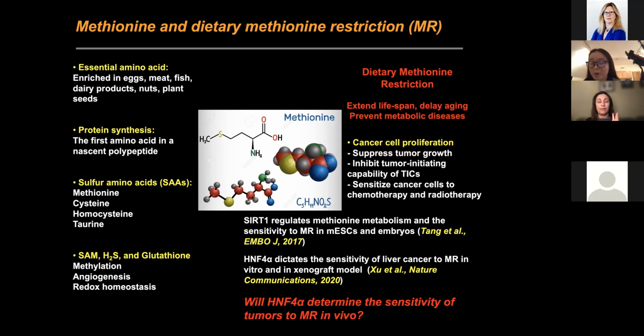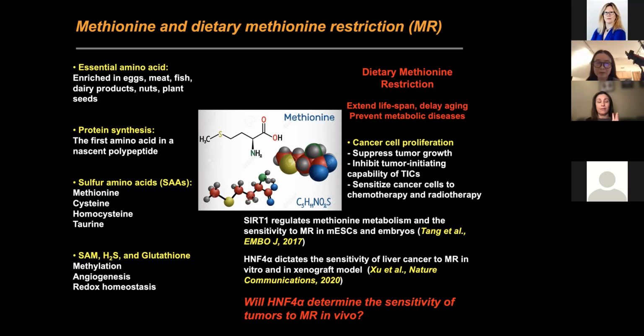Of course, the result turned out to be negative, which is not surprising. We found that in liver cancer cells, it is not 31, but another important transcription factor, HNF4 alpha, that dictates their sensitivity to methionine restriction, both in vitro and in the xenograft model. Then we were wondering whether HNF4 alpha can really determine the sensitivity of tumors to methionine restriction in vivo. What I mean by in vivo is not a xenograft model, but really in vivo using a genetic cancer model.